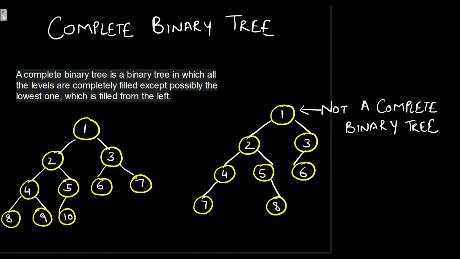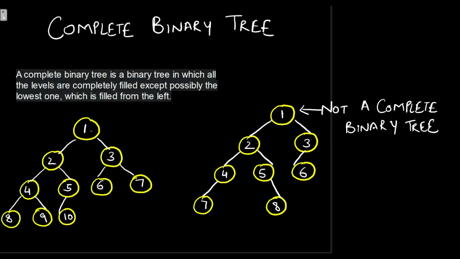Now let's see what is a complete binary tree. A complete binary tree is a binary tree in which all the levels are completely filled except possibly the lowest one, which is filled from the left. All levels are completely filled means that all internal nodes have 2 children, and the last level must have the nodes as left as possible. That means the last level is filled from left to right.